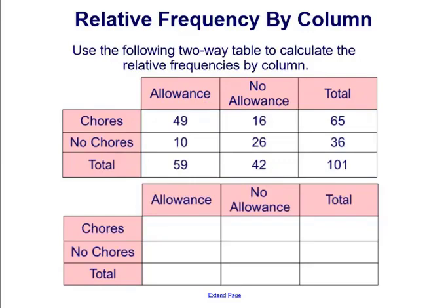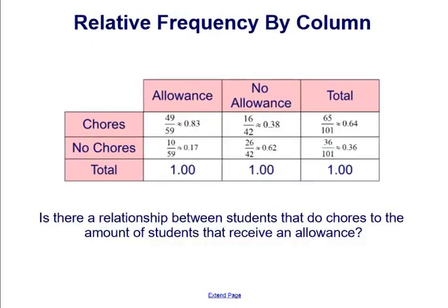Now let's look at the relative frequencies by column. So now we're looking at 49 over 59, 10 over 59. We're looking at the totals at the bottom of the two columns, 16 over 42, 26 over 42, 65 over 101, 36 over 101. And we're getting those relative frequencies. So now we can answer the question, is there a relationship between students that do chores to the amount of students that receive an allowance?